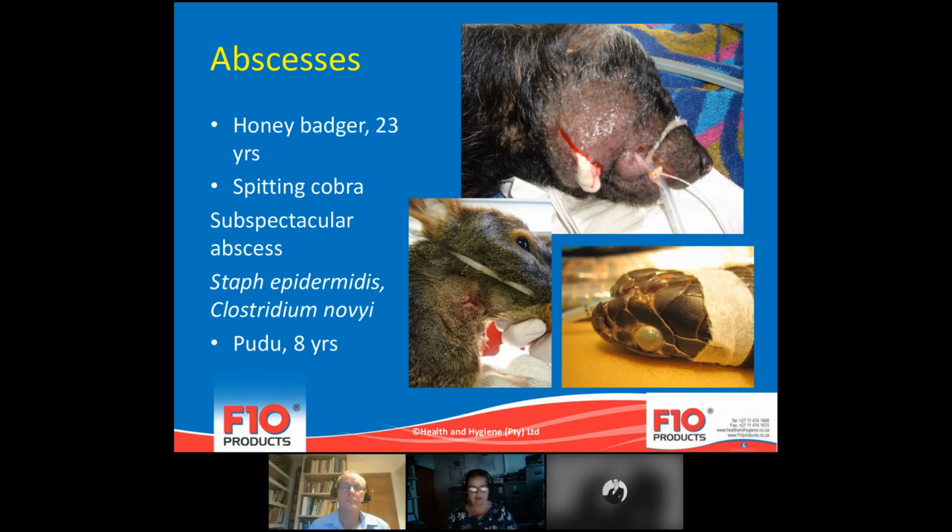In this one, we got a staph and a Clostridium, and we flushed it out first and then put F10 ointment directly into the eye. And nice examples there, both with the honey badger and the spitting cobra, where, in all honesty, they're not patients that you're going to want to have to apply medication to on a daily basis. So great to be able to use F10 in that situation.